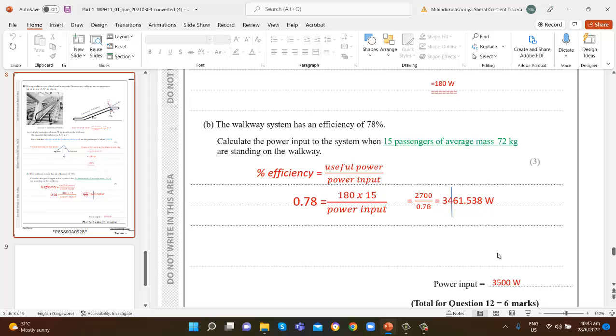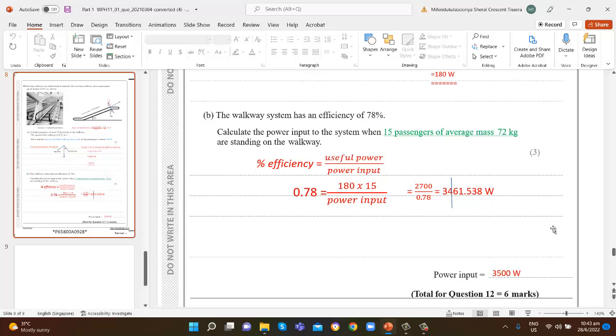3461.238 W. So you have to round it off. Okay, so that is 3500 W power input. Hope you understand. Okay.